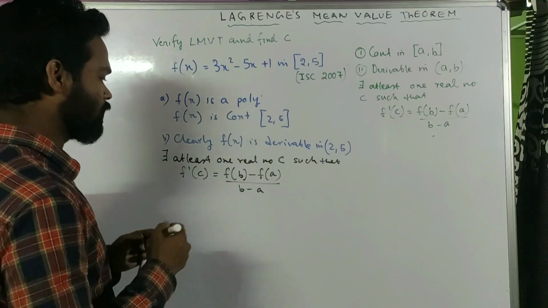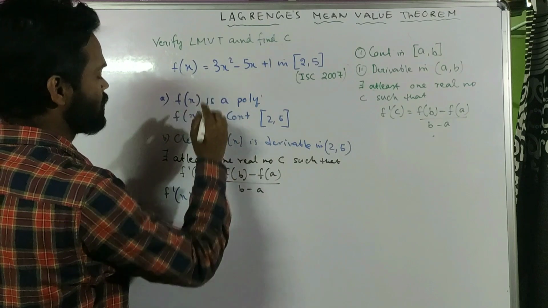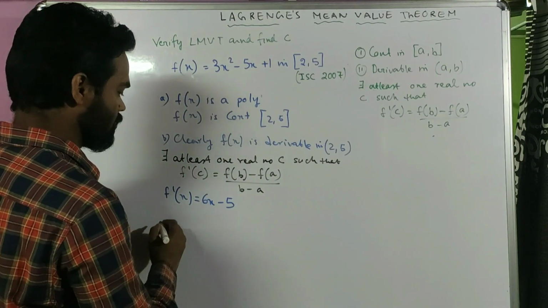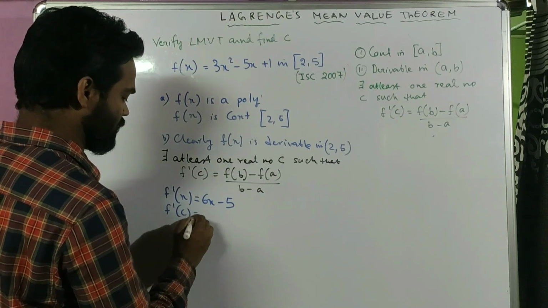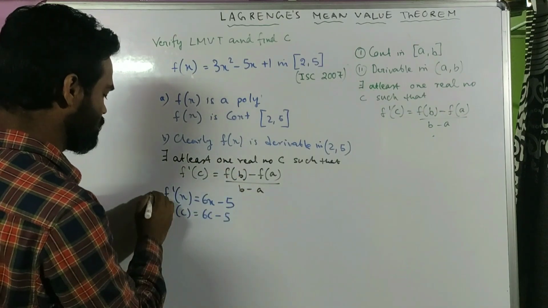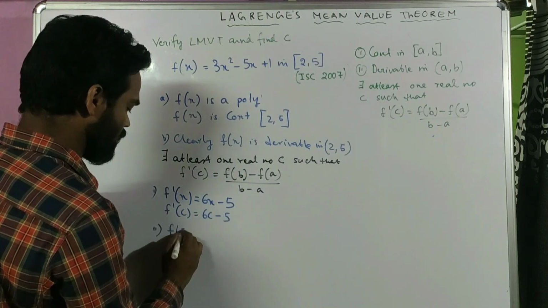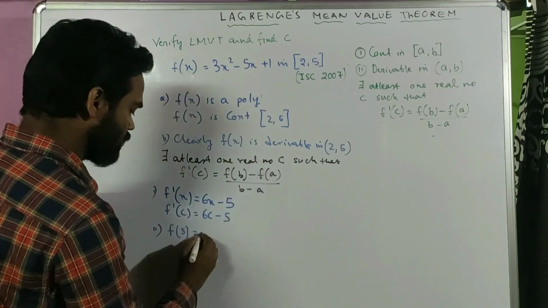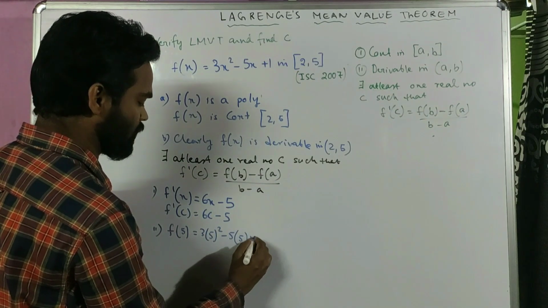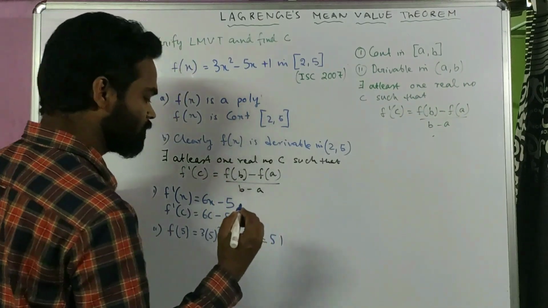Isn't it? Now we'll calculate, first find f dash x. F dash x will be what? 6x minus 5, which means f dash C will be 6c minus 5. Now find f of b. F of b means f of 5. F of 5 is what? 3 into 5 square minus 5 multiplied by 5 plus 1. That becomes 75 minus, this is 51.